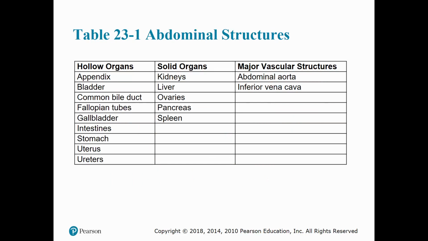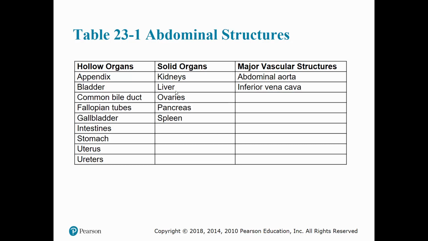Here's table 23.1 in your book, abdominal structures. It's just driving home basically a list. You have your appendix, your bladder, common bile duct, fallopian tubes, gallbladder, intestines, stomach, uterus, and ureters considered under hollow organs. Some of these are gender specific, such as the fallopian tubes and the uterus. Your solid organs here are kidneys, liver, ovaries, pancreas, and spleen.